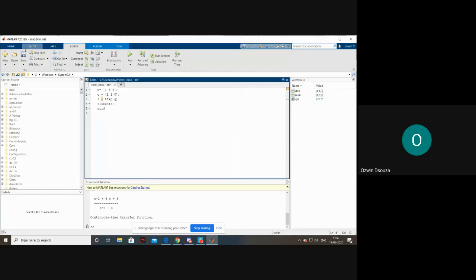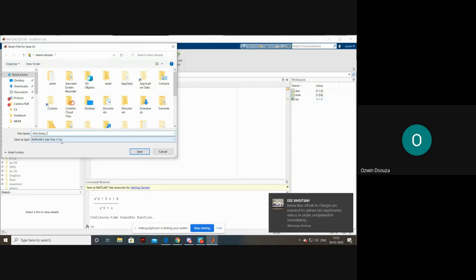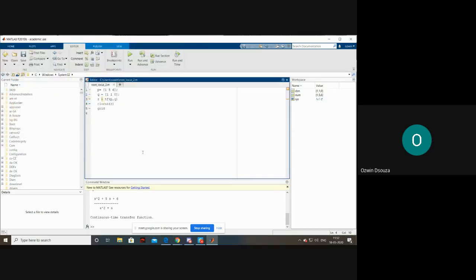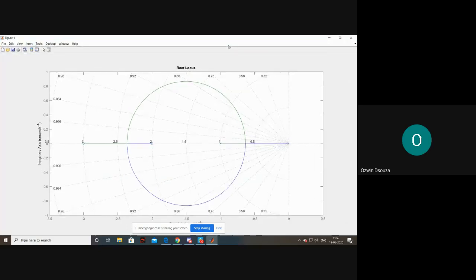Now you save. I have already saved, so I will save it as a different file. Let me save this as root locus underscore 2. It gives the option as .m and automatically saves in .m, which is the file extension for MATLAB code. Then save, and the file gets saved. Over here, let us execute with F5 or I can press the run command. And this is what I get, the root locus graph.